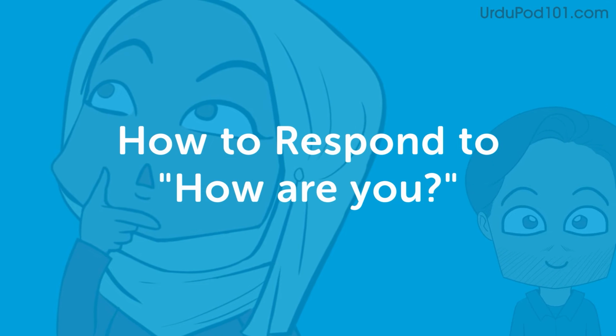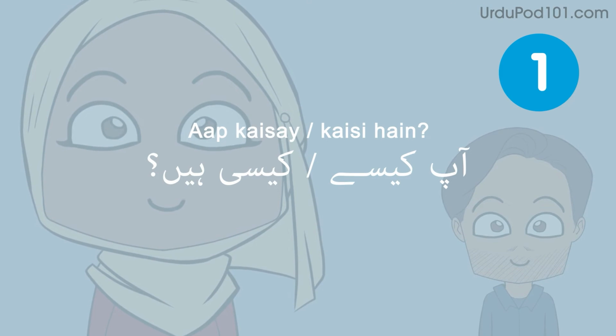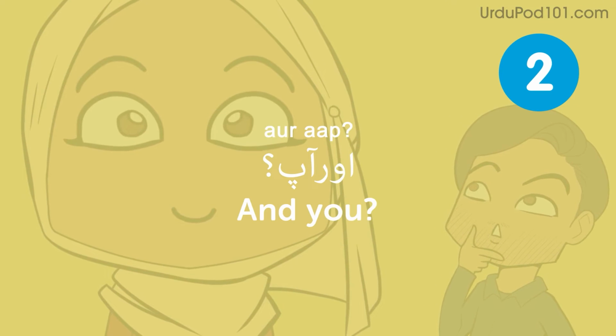Our today's lesson is how to respond to "how are you?" By the way, I'm good. Okay, let's get started. आप कैसे हैं? आप कैसी हैं? How are you? It's a pretty simple question and you can use it in an informal situation, also in a formal situation. और आप, and you.